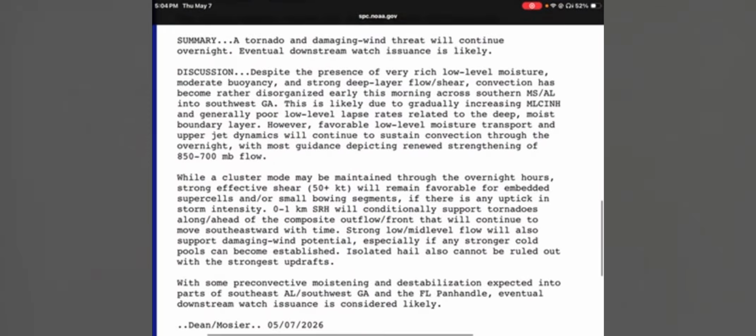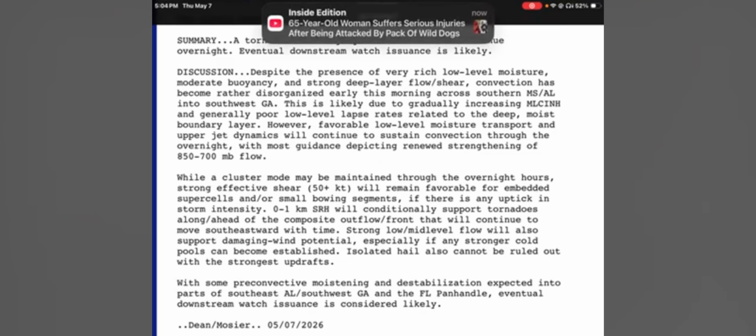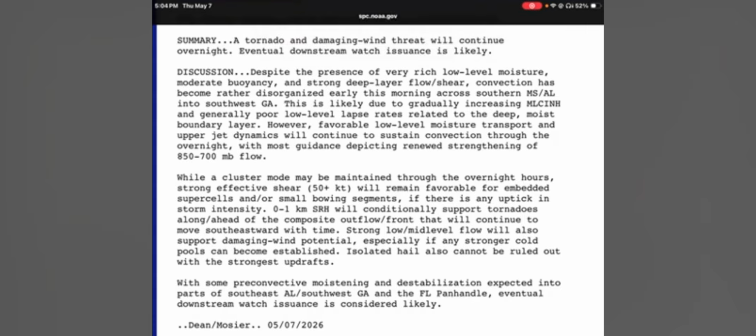Discussion, skipping the summary. Despite the presence of very rich low-level moisture, moderate buoyancy, and strong deep layer flow and shear, convection has become rather disorganized early this morning across southern Mississippi and Alabama into southwest Georgia. This is likely due to gradually increasing mixed-layer convective inhibition and generally poor low-level lapse rates related to the deep and moist boundary layer. However, favorable low-level moisture transport and upper jet dynamics will continue to sustain convection through the overnight, with most guidance depicting renewed strengthening of the 850 to 700 millibar flow.